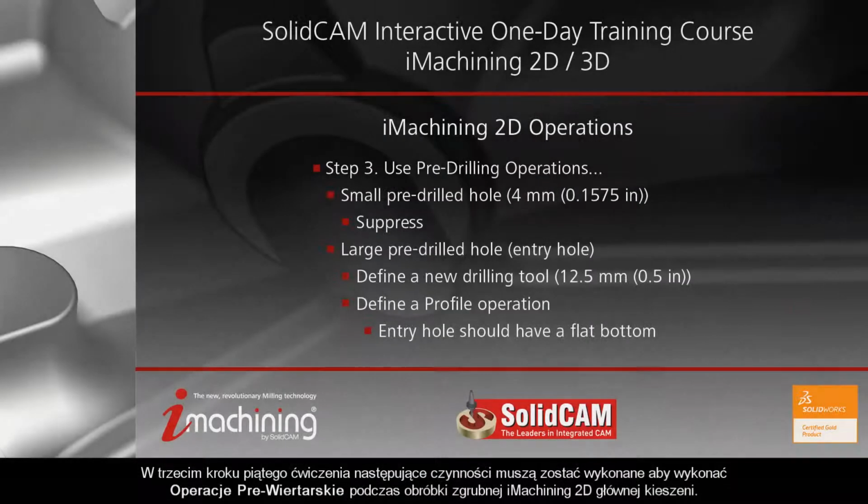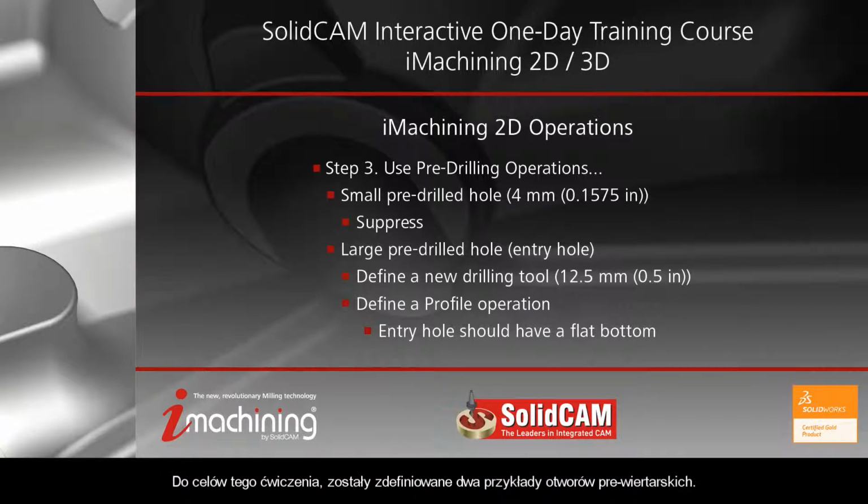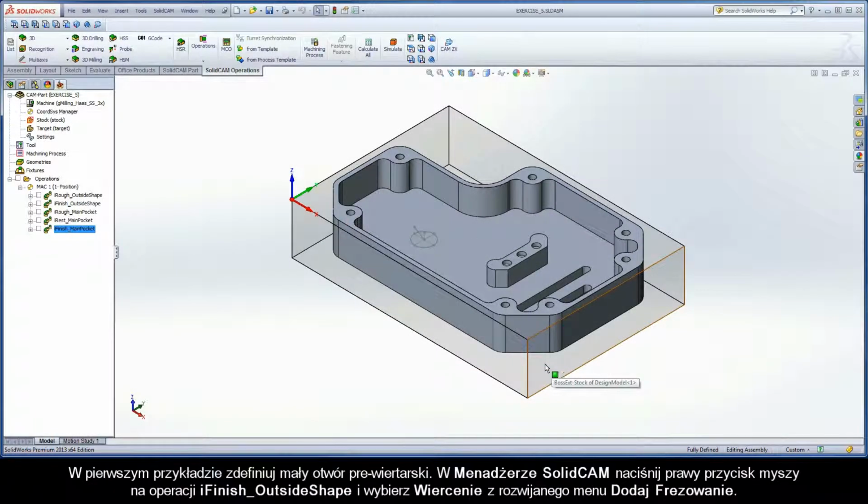In step 3 of exercise number 5, the following actions have to be implemented to use pre-drilling operations when roughing the main pocket with iMachining 2D. For the purpose of this exercise, two examples of pre-drilled holes are defined. For the first example, define a small pre-drilled hole.